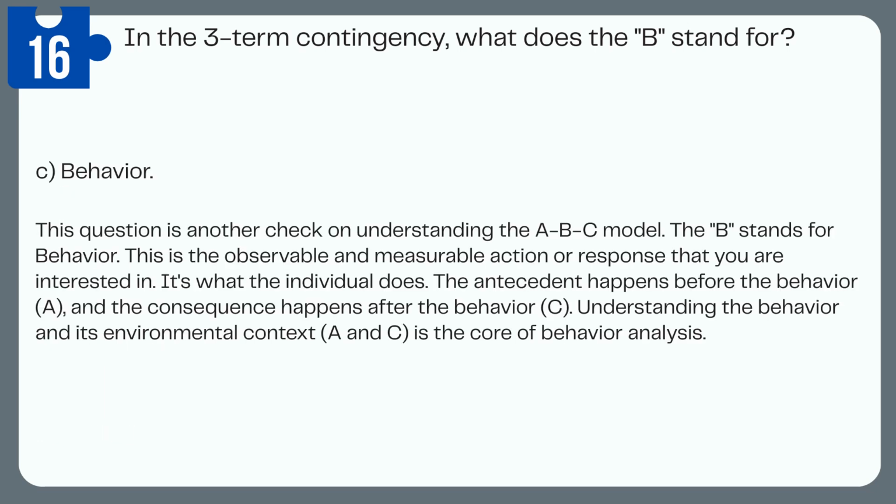Answer. C. Behavior. This question is another check on understanding the ABC model. The B stands for behavior. This is the observable and measurable action or response that you are interested in. It's what the individual does. The antecedent, A, happens before the behavior, and the consequence, C, happens after the behavior. Understanding the behavior and its environmental context, the A and C, is the core of behavior analysis.